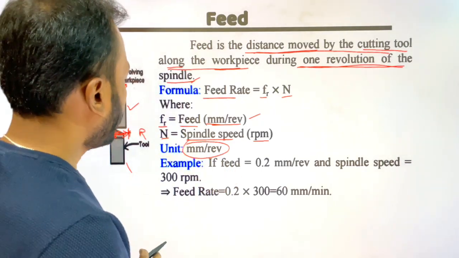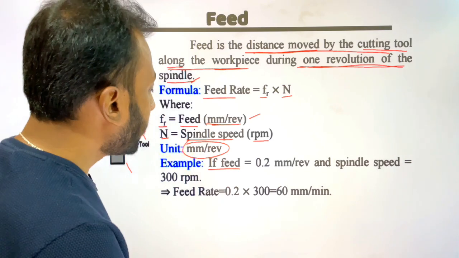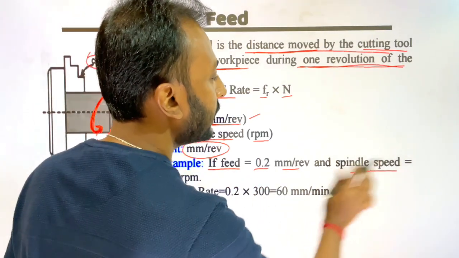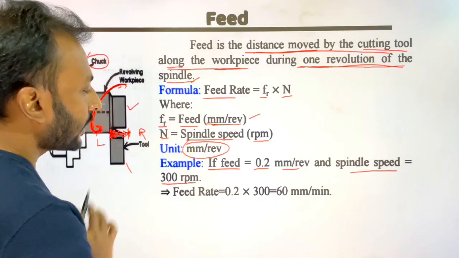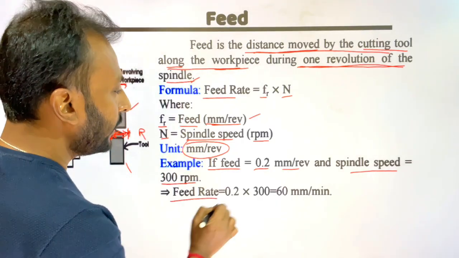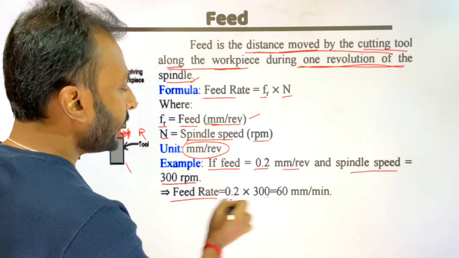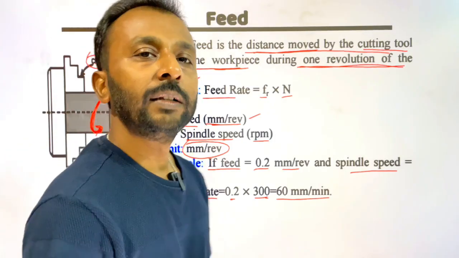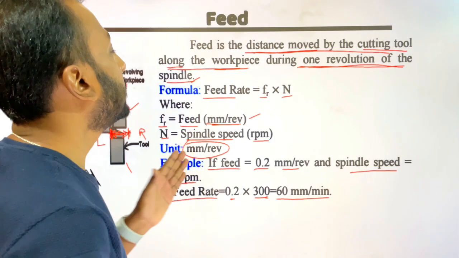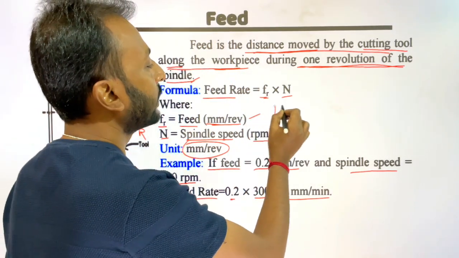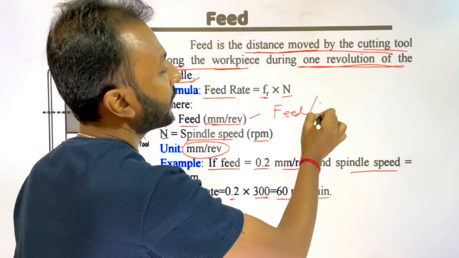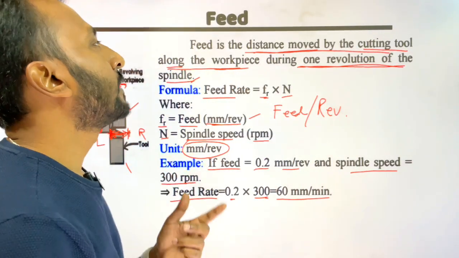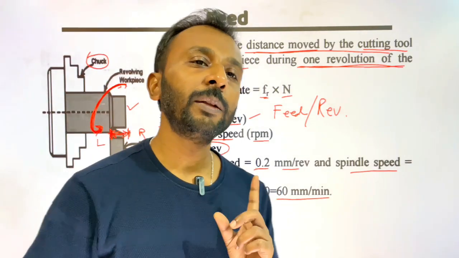So here is an example. If feed is 0.2 millimeter per revolution and spindle speed is 300 rpm, then the feed rate will be Fr into N, 0.2 into 300, which is equal to 60 millimeter per minute. So this is the feed per revolution. Here is another type of feed, that is the feed per minute.